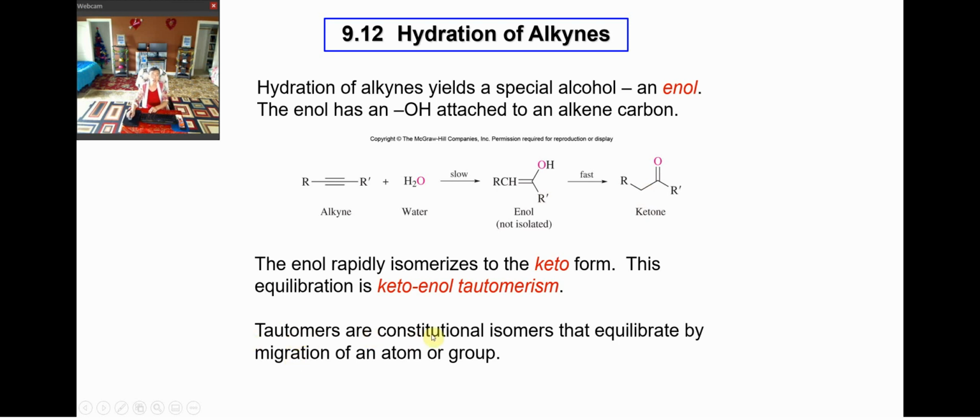The tautomers are constitutional isomers. They are different because of the different connectivity, but they have the same molecular formula. These two tautomers can be equilibrated by migration of one atom or one group. In this case, your hydrogen atom is going to be migrated from your oxygen to this double bonded carbon. So you consider hydrogen atom migration helps you convert enol to ketone. This procedure is called tautomerization. This equilibrium is called keto-enol tautomerism.